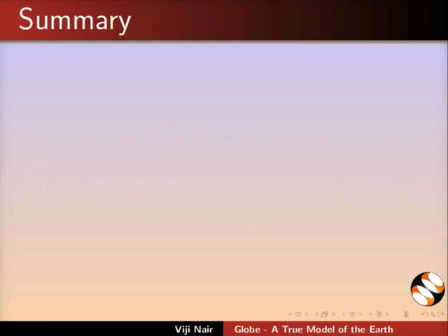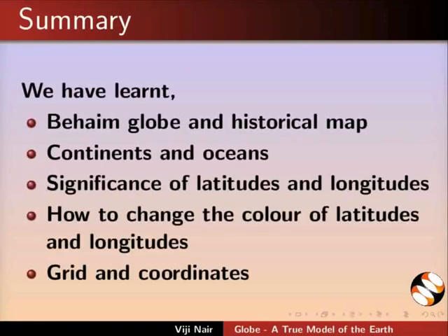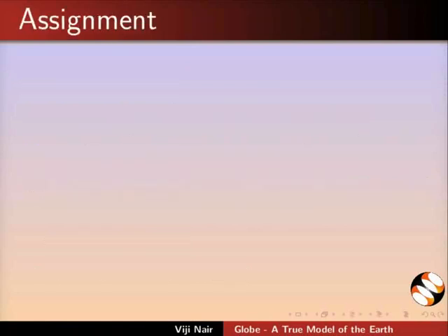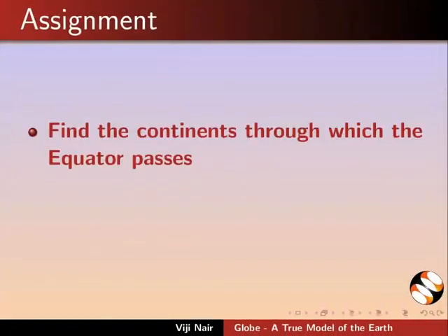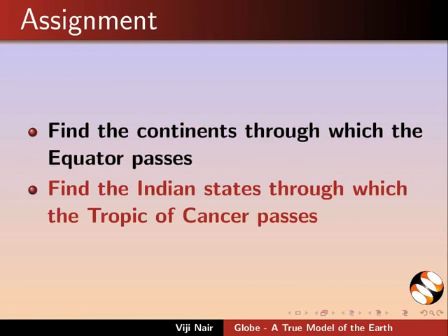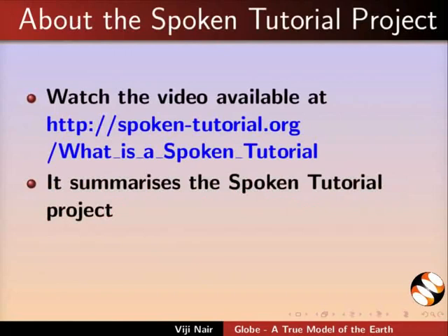Let us summarize. In this tutorial, we have learned about Behaim globe and historical map, continents and oceans, significance of latitudes and longitudes, how to change the color of latitudes and longitudes, grid and coordinates. An assignment for you. Find the continents through which the equator passes and find the Indian states through which the Tropic of Cancer passes.